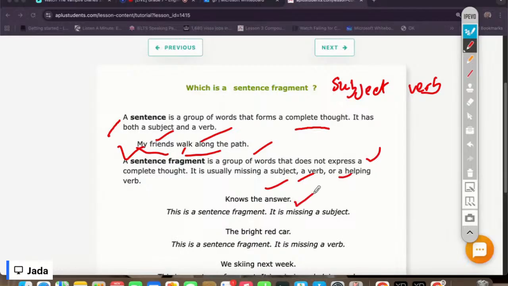So we have: notes the answer. This is a sentence fragment. It is missing what? A subject, because we have no idea who knows the answer, right?